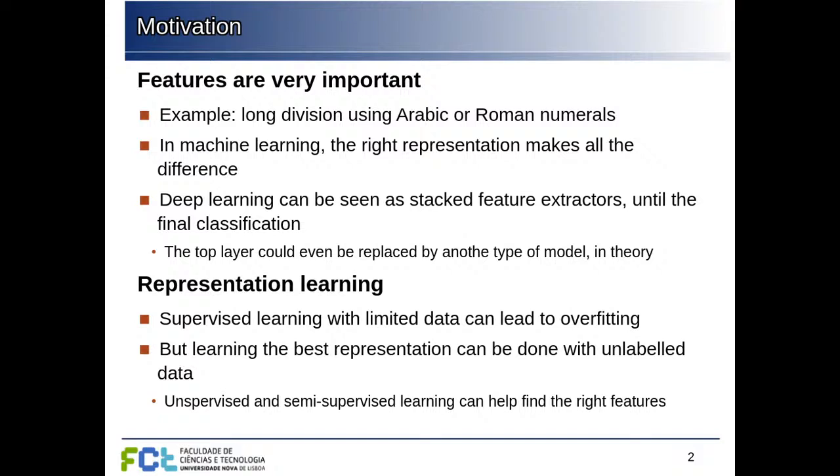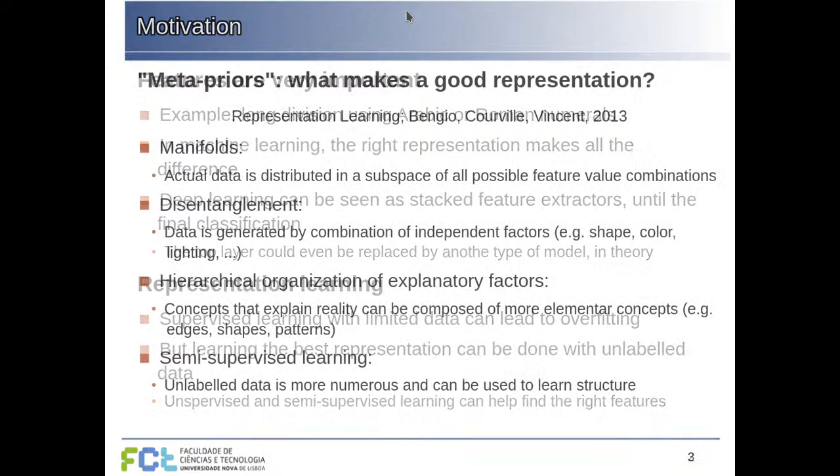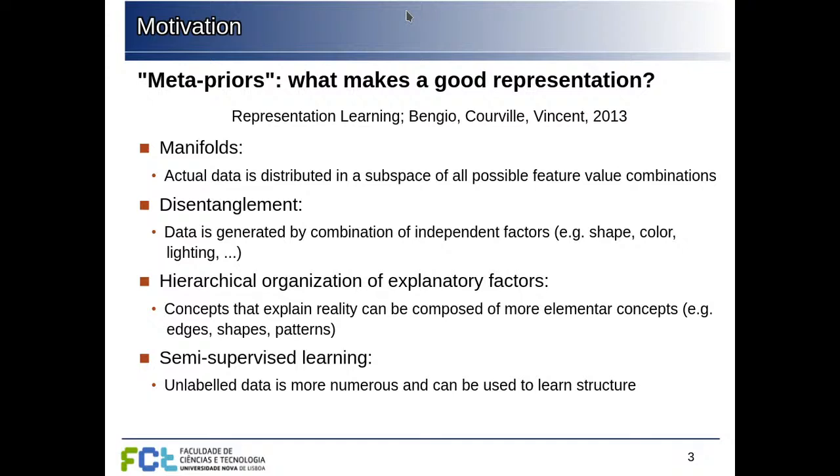And one important thing here is that unsupervised learning can help us find the right features. We saw examples of that with autoencoders. And usually when we don't have much data, that may be because we don't have much labeled data for whatever problem we're trying to solve, but we may have lots of unlabeled data. And so unsupervised and semi-supervised learning can help us extract the correct features and then solve the problem of having a few examples with the labels to train the final model. So this would be the motivation for finding good representations.